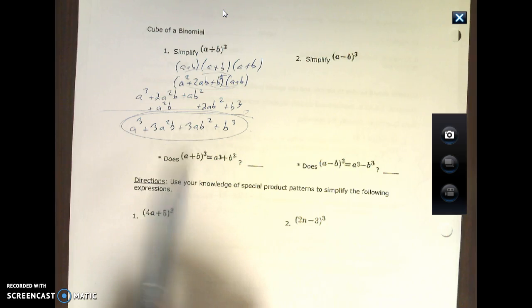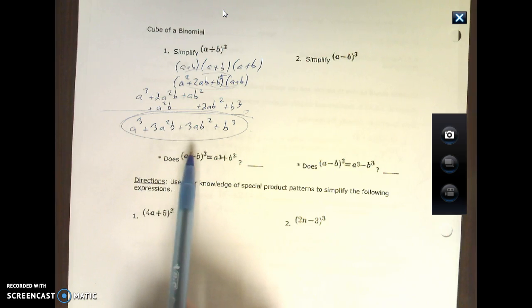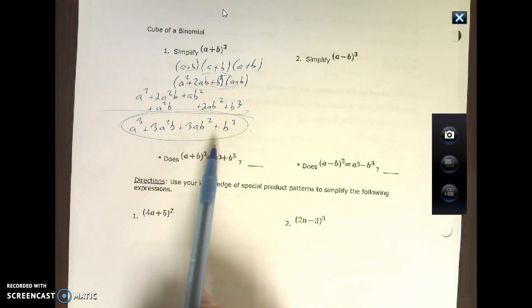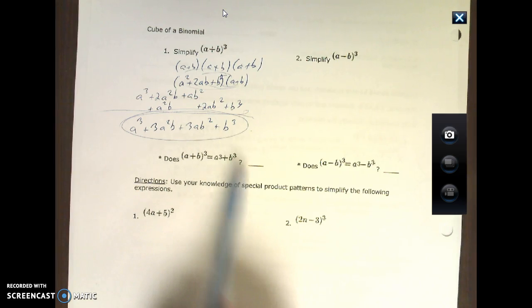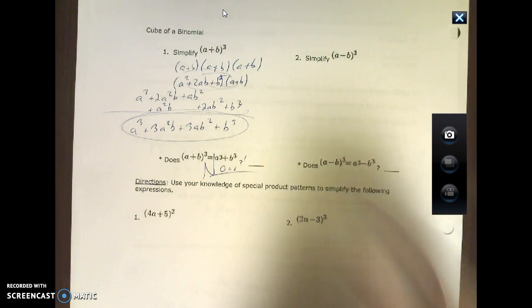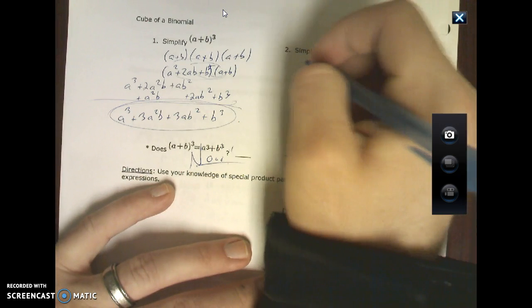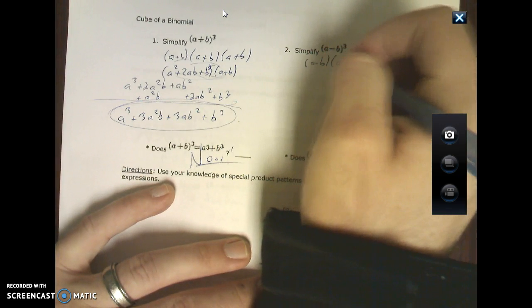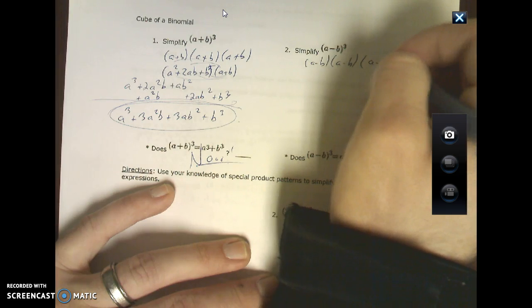But it's real simple. A cubed plus 3a squared b plus 3ab squared plus b cubed. So when I ask you this question, does a plus b, the quantity cubed, equal this? Again, no. You can even say it in that cool Vader voice. Alright. You're going to see much the same over here. The only thing different is going to be your signs.